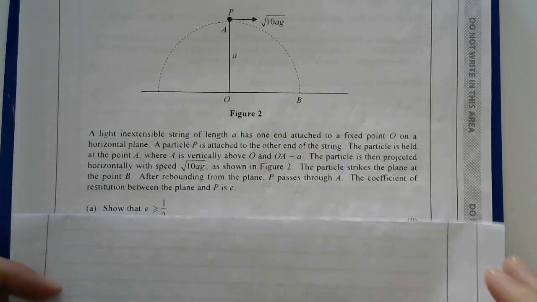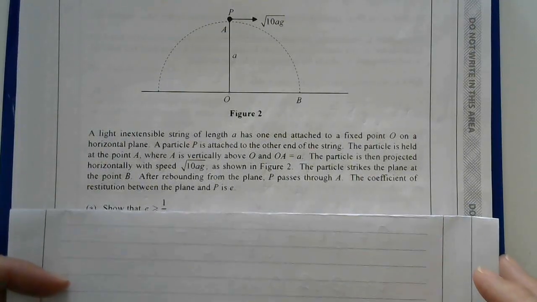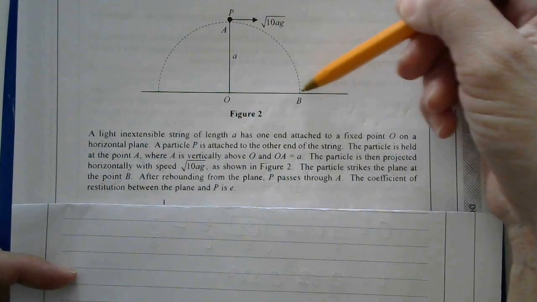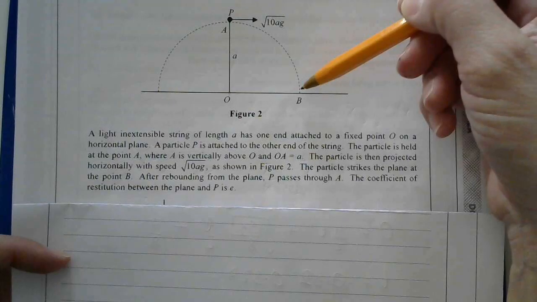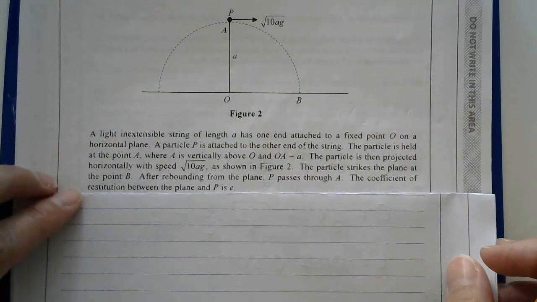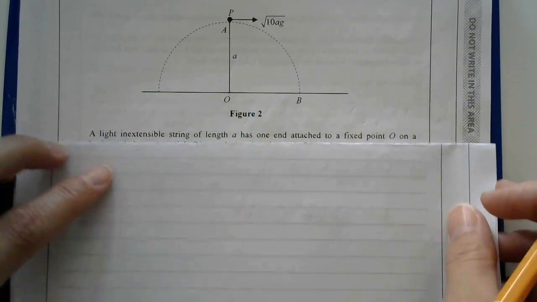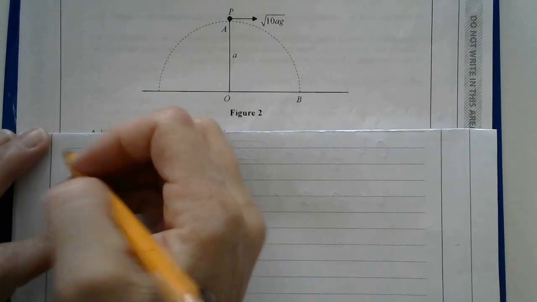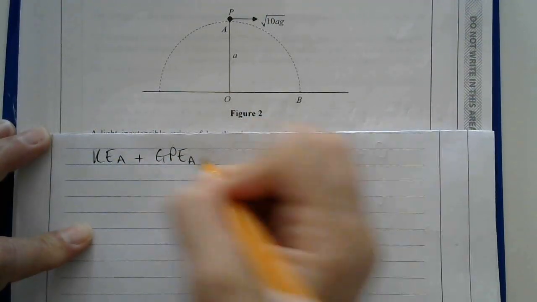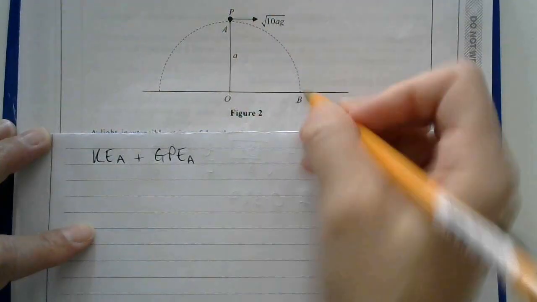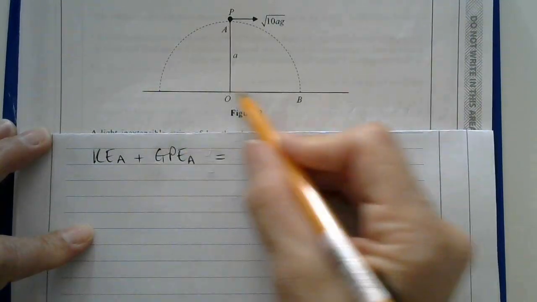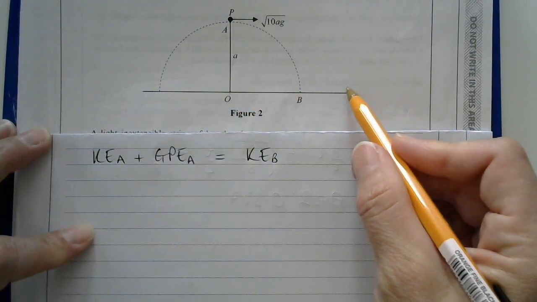So I could look at the energy here and the energy here, and then I could work out what the speed is when it hits B. So the energy at the top, kinetic energy at A plus the gravitational potential energy at A will be conserved and will be equal to the kinetic energy at B. And basically I'm considering that this level is where there is no gravitational potential energy.